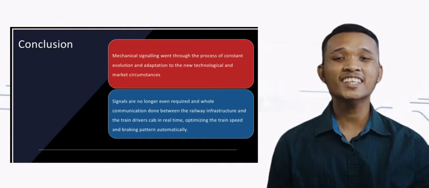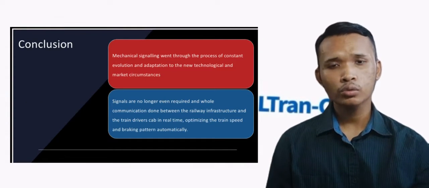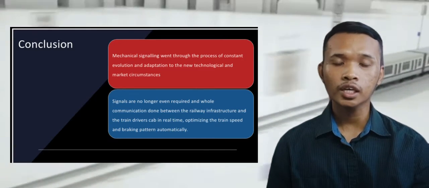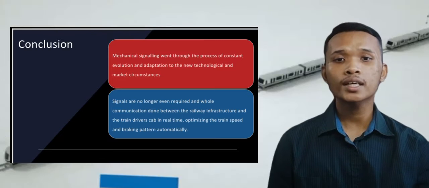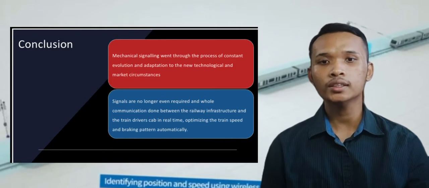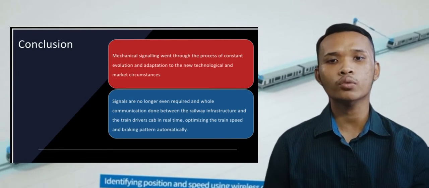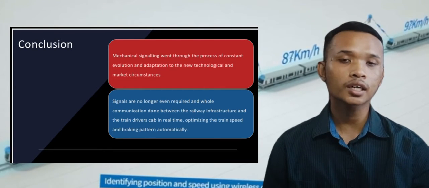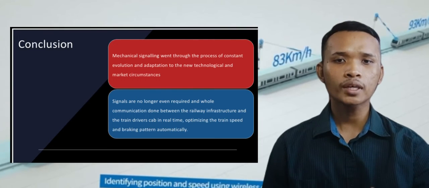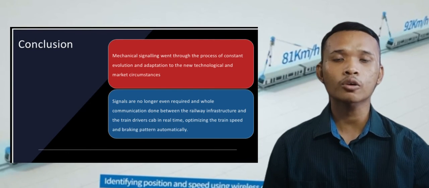As we saw, for many years mechanical signaling went through a process of constant evolution and adaptation to new technological and market circumstances, from flags to mechanical and light signals, to the point where signals are no longer even required and communication is done between the railway infrastructure and the train drivers in real time, optimizing the train speed and braking pattern automatically.